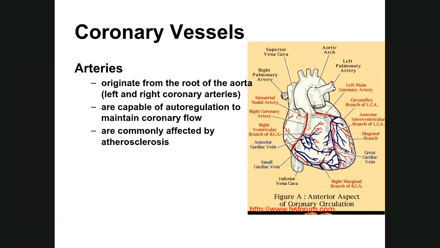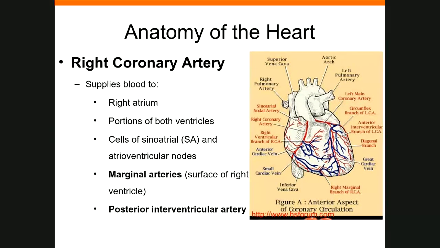Those arteries in the heart originate from the root of the aorta. They are able to auto-regulate and maintain the coronary flow, and are commonly affected by arteriosclerosis. So we have the right coronary artery, and if you see, it really branches from the aorta. And we have the left coronary artery.